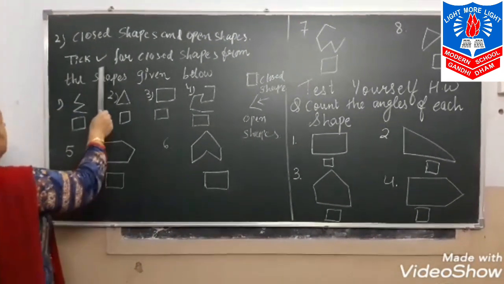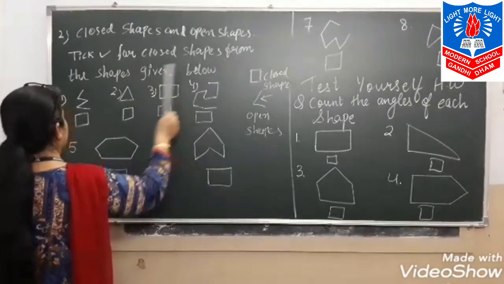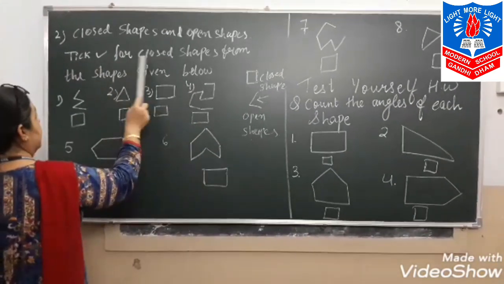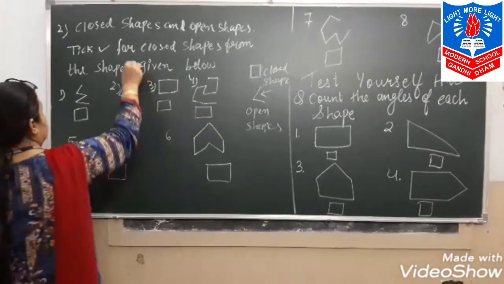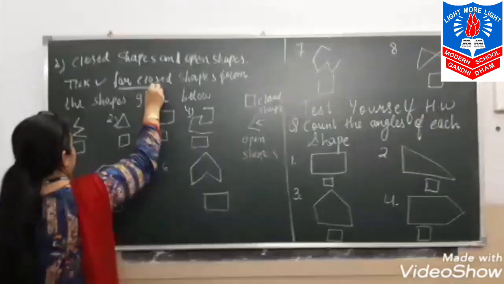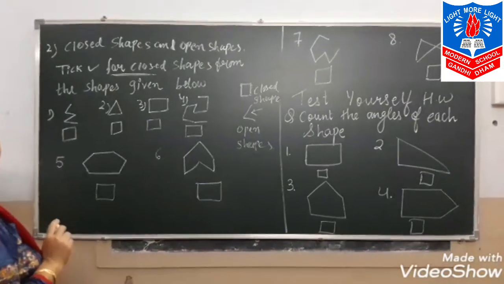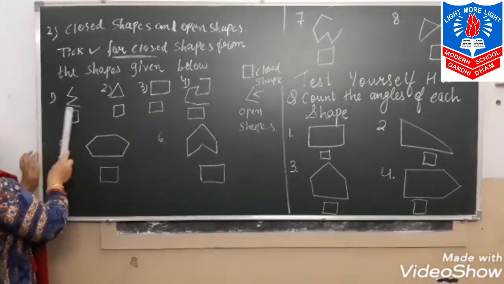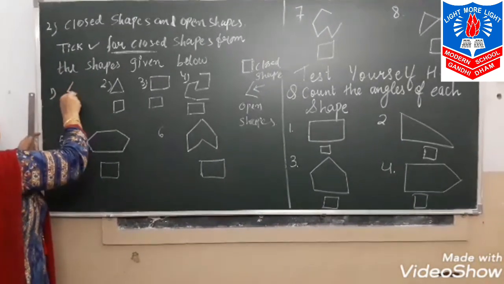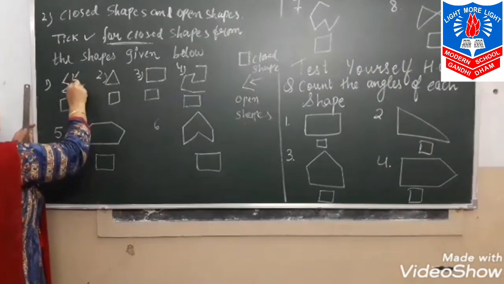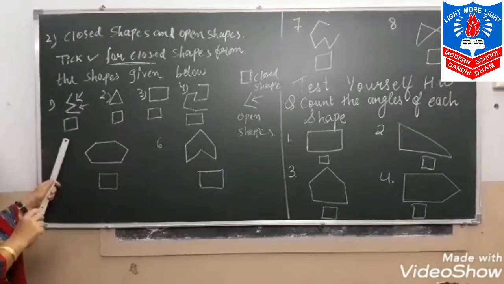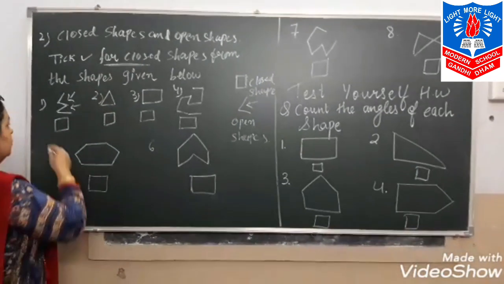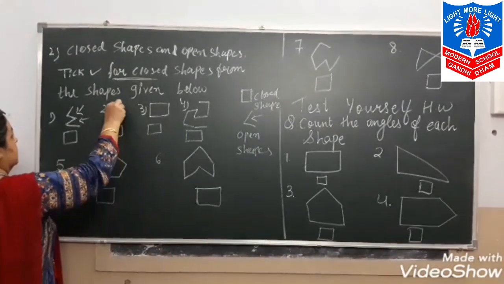Tick right for the closed shapes from the shapes given below. Tick right for closed shape. For closed shapes, we will tick right marks. See the first figure. It is your first figure. See, in this way, this side is open. So it is an open shaped figure. And we have to tick the closed figures. So we don't write anything here.